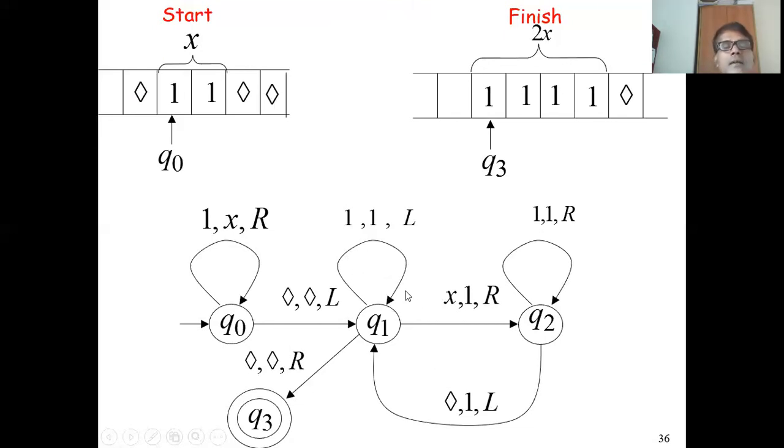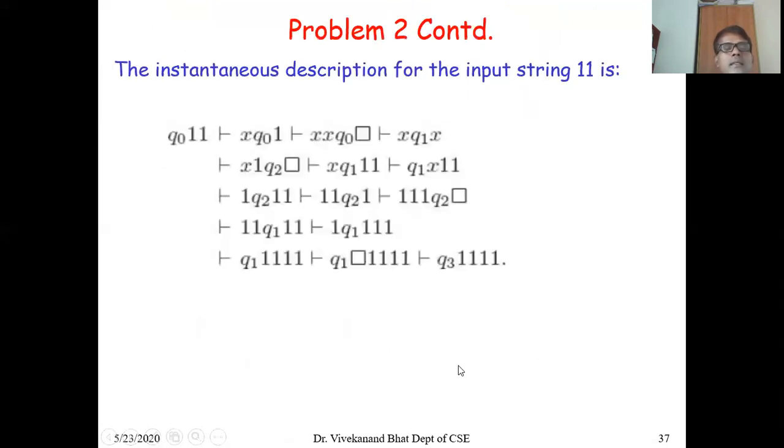Once we finish doing this, we enter the final state Q3, replace blank by blank and move right. So we are entering the final state. The logic is very simple: for each element, we create a copy by replacing a blank symbol by 1. That is what we are doing here in this transition graph.